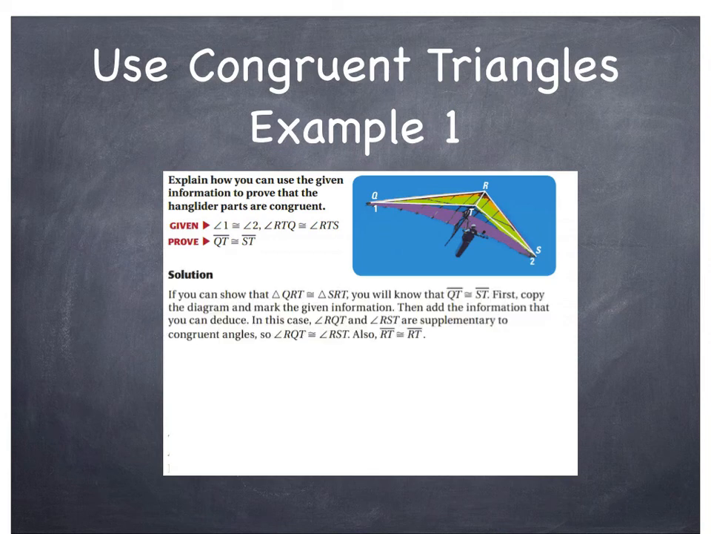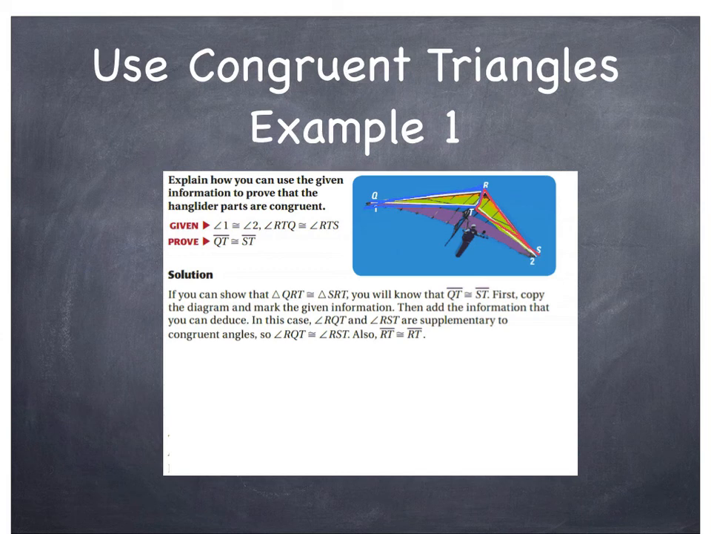So if we can show that triangle QRT, let's mark that triangle. It's this triangle right here, QRT. Okay? If we can prove that that triangle is congruent to triangle SRT, let's mark that triangle, SRT. Okay? You will know that QT is congruent to ST. So, the first thing we're going to do is copy down the diagram so that we've got some triangles that we can actually manipulate, right? And then we'll go from there.